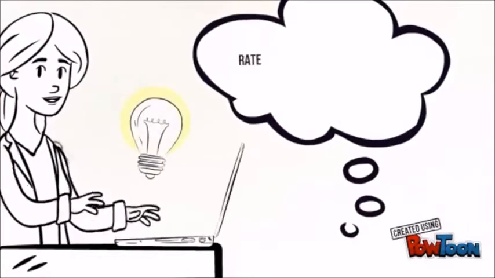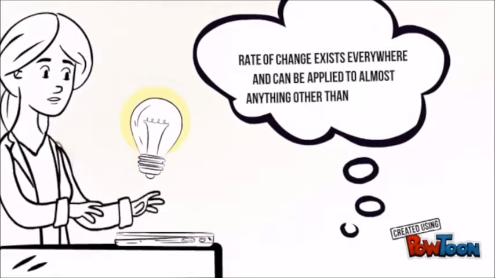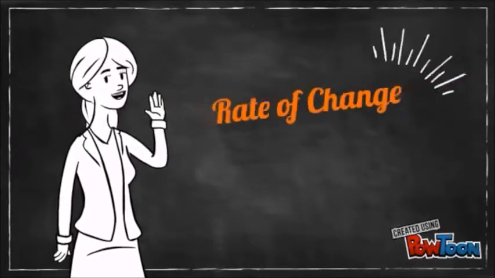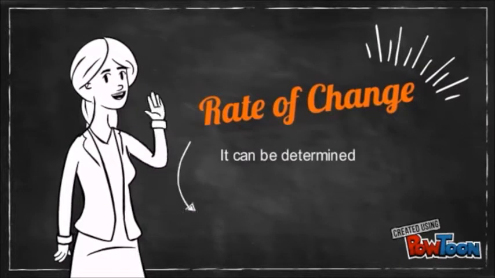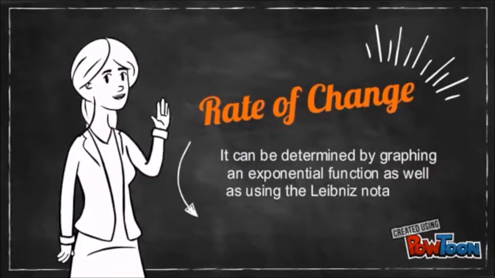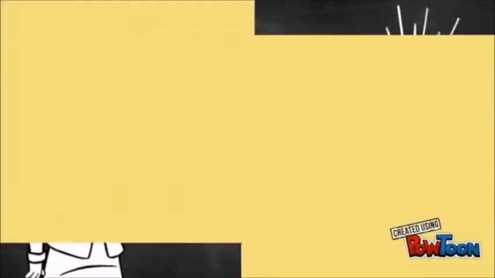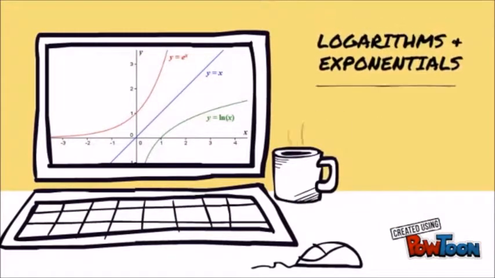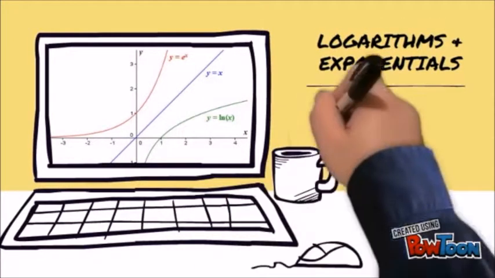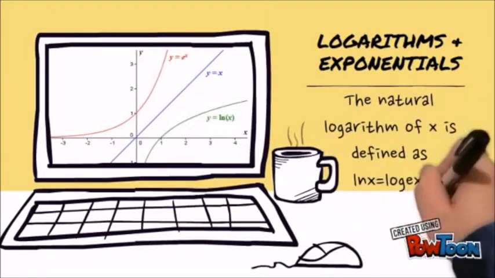Rate of change exists everywhere and can be applied to almost anything other than sinusoidal functions. Rate of change can also be determined by graphing an exponential function. The Leibniz notation can also be applied when trying to find the instantaneous rate of change of an exponential function. The inverse of an exponential function is a logarithm function. The natural logarithm of x is defined as ln x equals log base e of x.